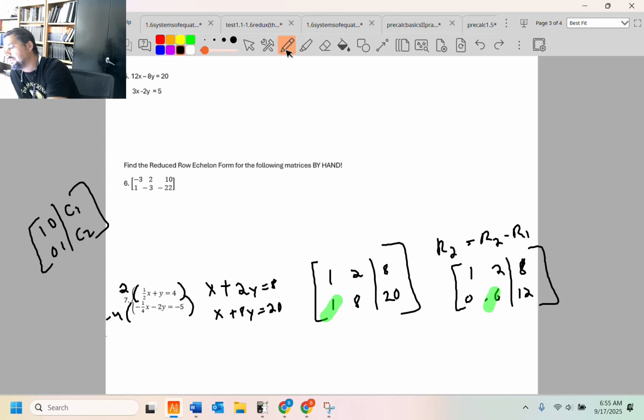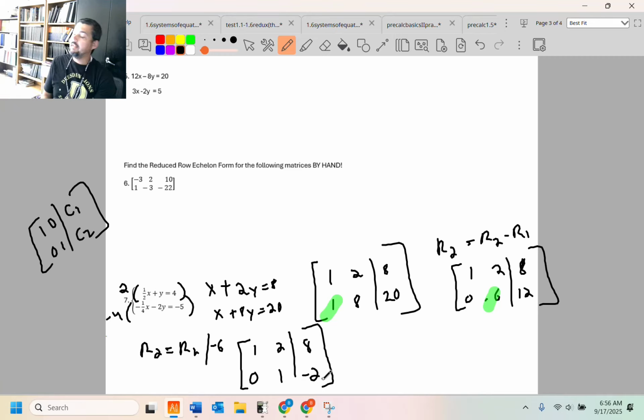That right there, that's supposed to be a 1. Row 2 is row 2 divided by negative 6. 0 divided by negative 6 is still 0. Negative 6 divided by negative 6 is 1. 12 divided by negative 6 is negative 2. And the last one is to put a 0 right here. And I know that 2 take away 2 1s is nothing. So that is my row operation.